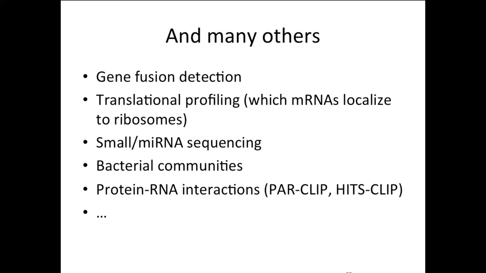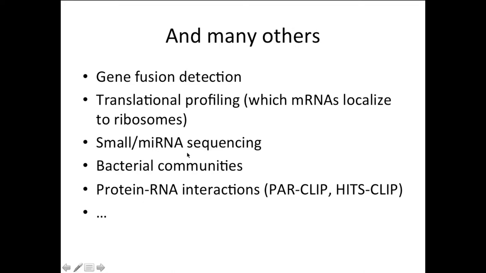And there are many other applications of high-throughput sequencing, for gene fusion detection. Translational profiling. We'll have a speaker in a few days that's going to tell us about translational profiling. Basically, it tells you which mRNAs are localized to ribosomes, and actually now there are better approaches to doing this, where you can detect where precisely on mRNAs ribosomes are binding. It gives you essentially a footprint of ribosomal localization onto the mRNAs.